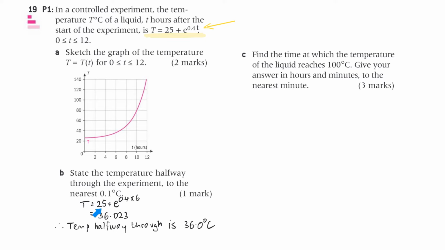So we use the formula that was given, 25 plus e to the 0.4 times 6, because we said 6 hours. That temperature is 36.023. It said to the nearest 0.1 degrees, so the temperature halfway through is 36 degrees C.